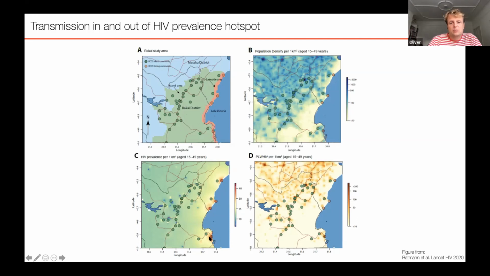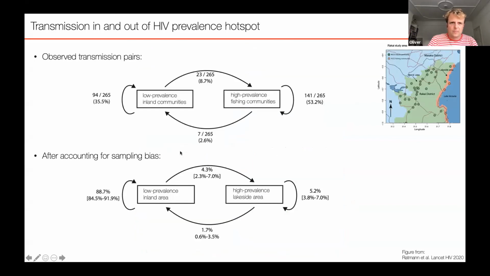On the other hand, HIV prevalence is much higher at the lakeside, and we can also calculate the number of individuals living with HIV per square kilometer. So you get the sense that the sampling was quite uneven in terms of the populations that live either at the lakeside, which is shown here in orange, or the inland area, which is shown here in green.